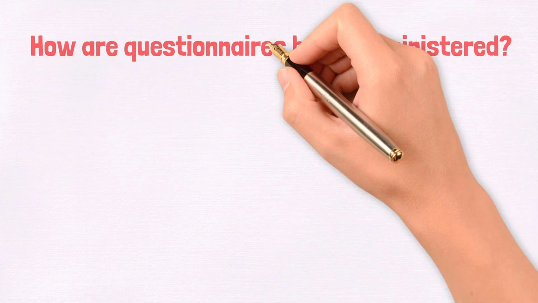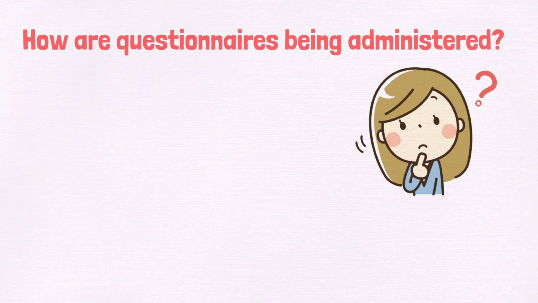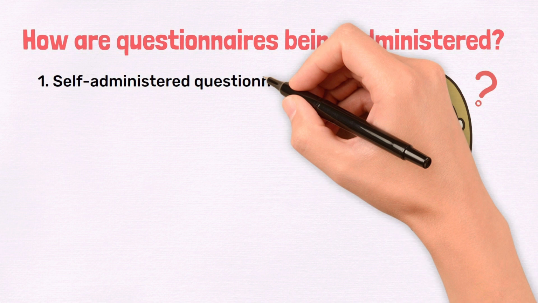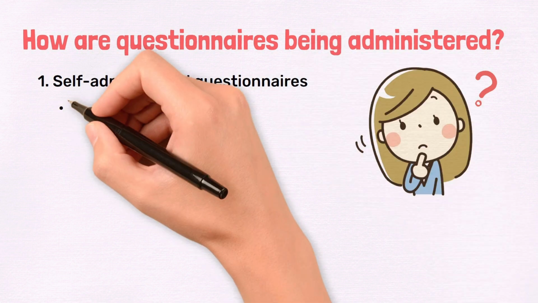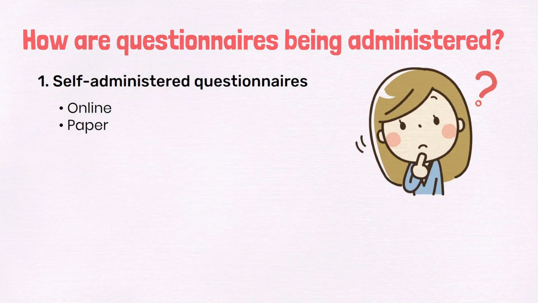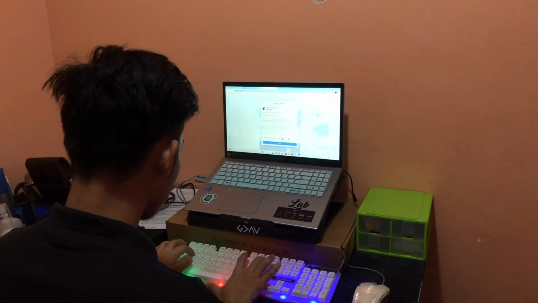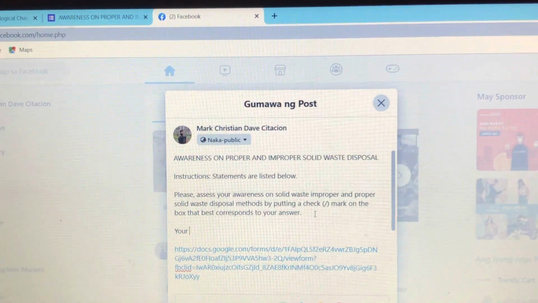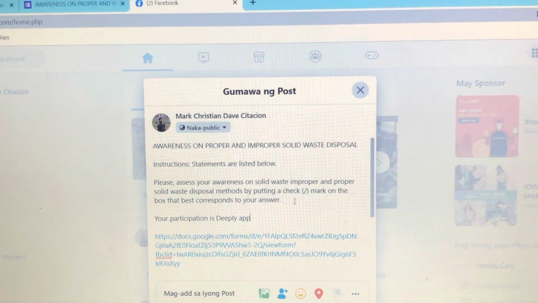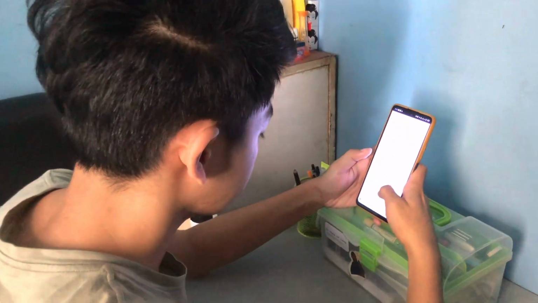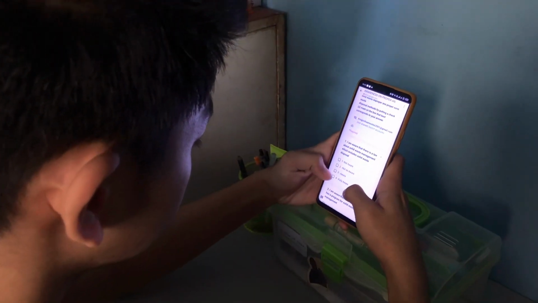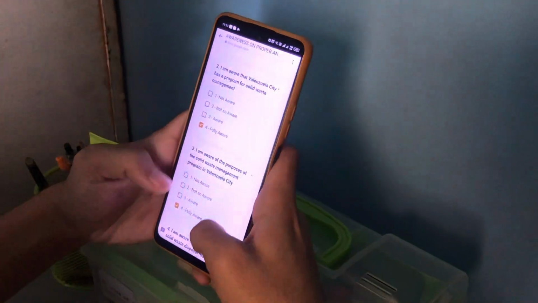But how is it being administered? Generally, there are two ways to do this. First, we have the self-administered questionnaires. These can be delivered online or in paper and pen formats, in person or through mail. All questions are standardized so that all respondents receive the same questions with identical wording.